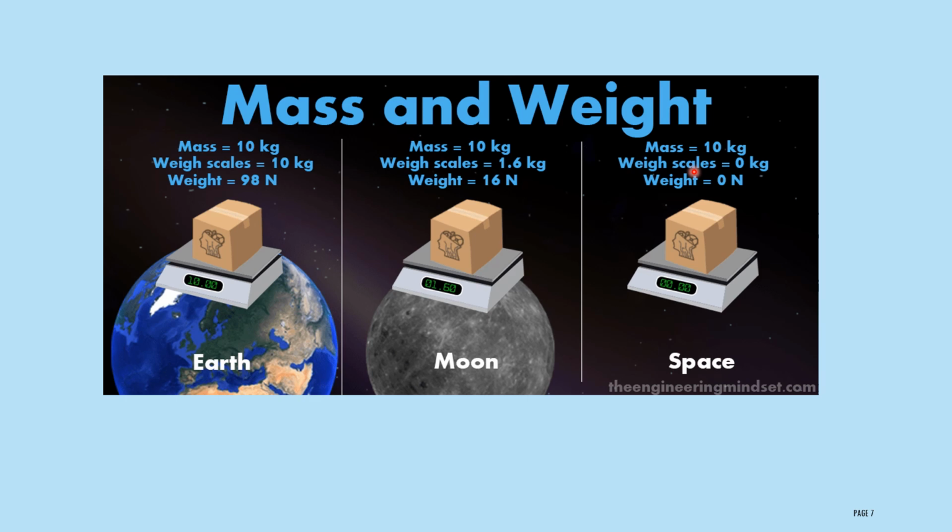Then in space you are not experiencing any gravitational force. When there is no gravitational force in space, the weight of an object will be 0. Here the weight is 98 Newton, here the weight is 16 Newton, and here the weight is 0. In space you are not experiencing any gravitational force. When there is no gravitational pull on a particular object, the weight will normally be 0.